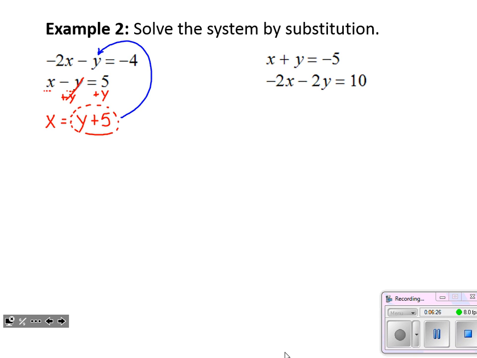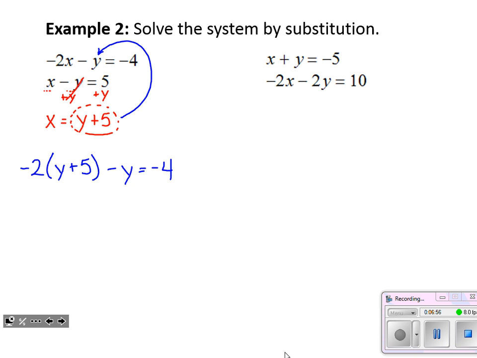Let's see what equation we get once that substitution is made. I now have negative 2x. I'm just copying that top problem. And then instead of minus y, oh, I'm sorry. It's not negative 2 times x anymore. I know that x is y plus 5. So I'm going to replace that x with y plus 5. And then finish off the equation. Minus y equals negative 4. You can see now I have an equation that just has y's in it. So I'm going to go through, and this will allow me to solve for y.